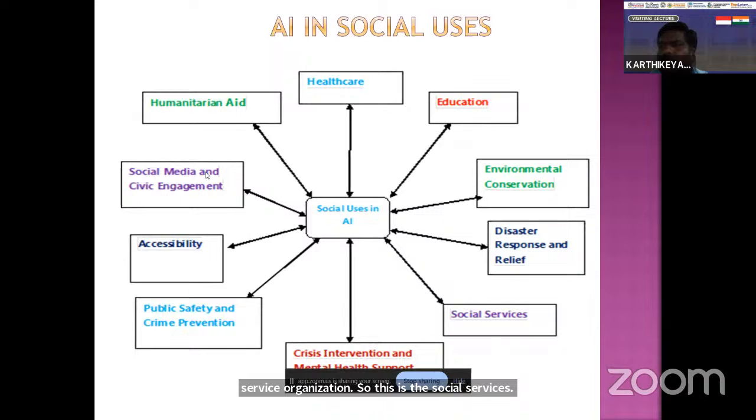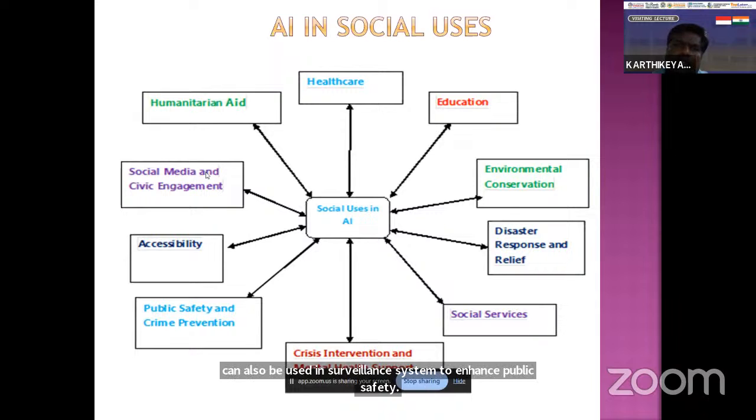And next one is crisis intervention and mental health support. AI-powered chatbots and virtual assistants can provide immediate support to individuals in crisis, offer mental health resources and intervention, and connect people with appropriate professional help. And next, public safety and crime prevention. AI can aid law enforcement agencies in analyzing crime patterns, predicting criminal activity, and optimizing patrol routes. It can also be used in surveillance systems to enhance public safety.